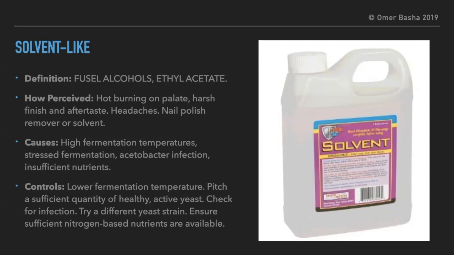To control, you should lower the fermentation temperatures, pitch a sufficient quantity of healthy, active yeast, check for infections, try a different yeast strain, and ensure sufficient nitrogen nutrients are available for the yeast. So this is for solvent-like.